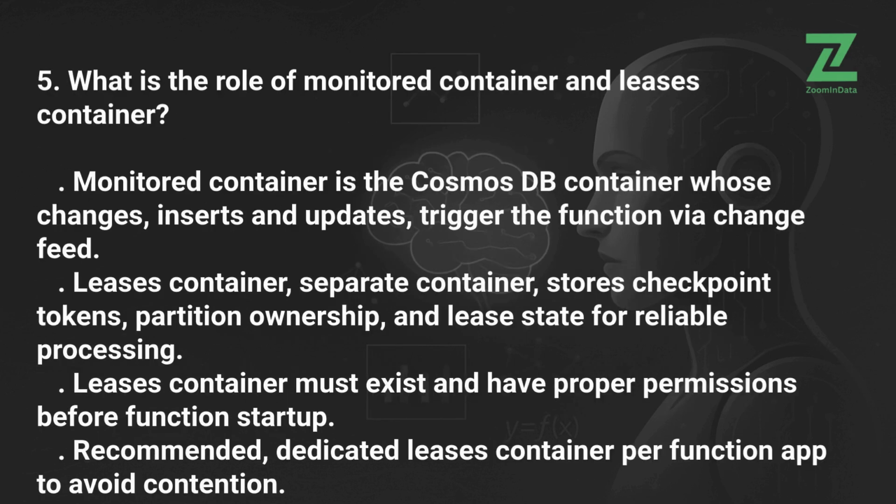5. What is the role of monitored container and leases container? Monitored container is the Cosmos DB container whose changes, inserts and updates, trigger the function via change feed. Leases container, a separate container, stores checkpoint tokens, partition ownership, and lease state for reliable processing. Leases container must exist and have proper permissions before function startup. Recommended: dedicated leases container per function app to avoid contention.